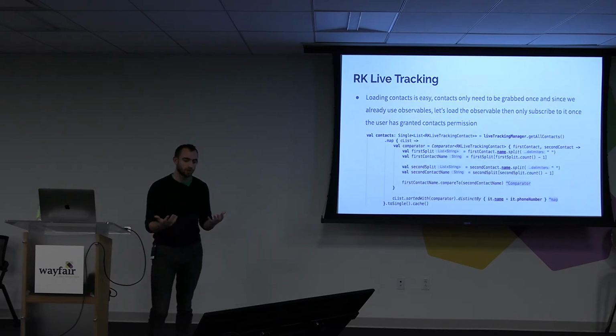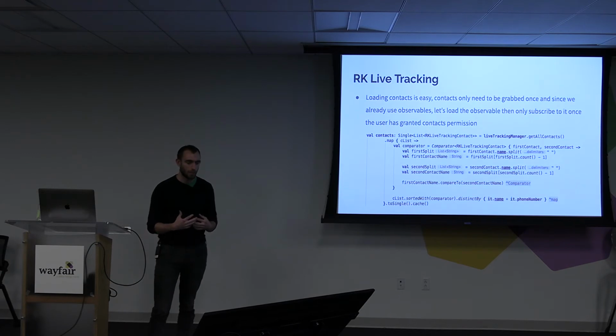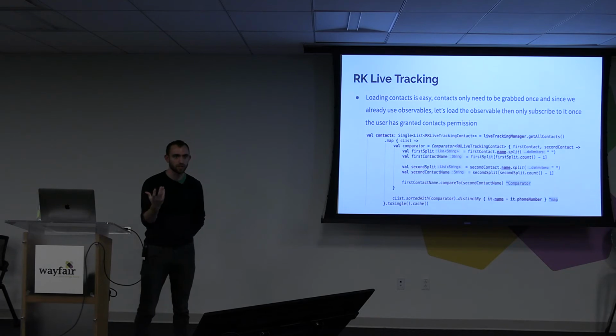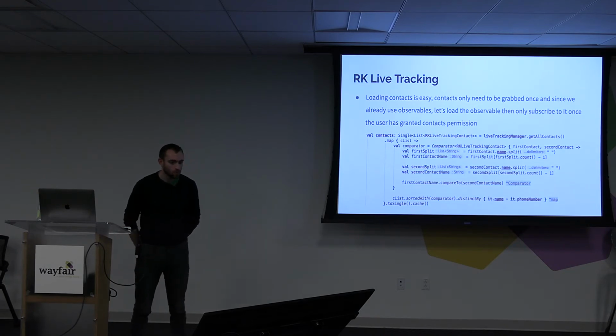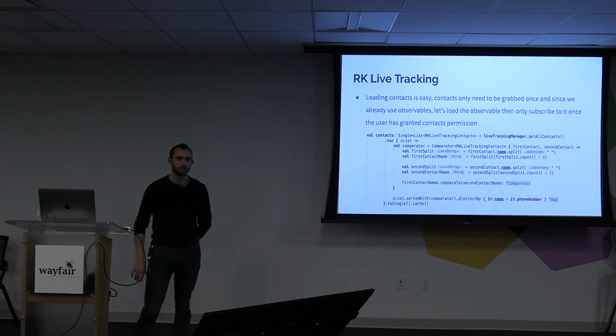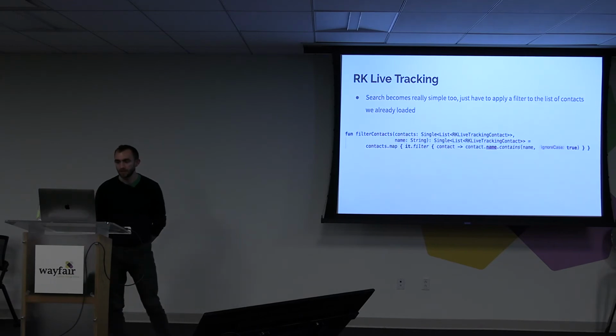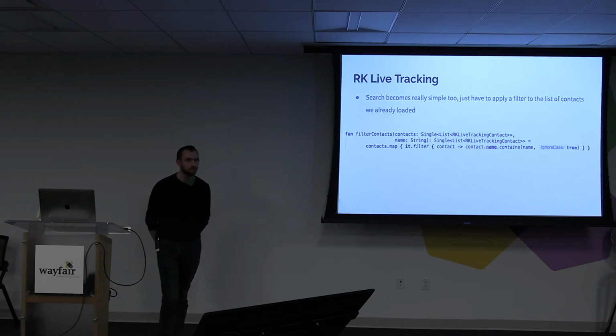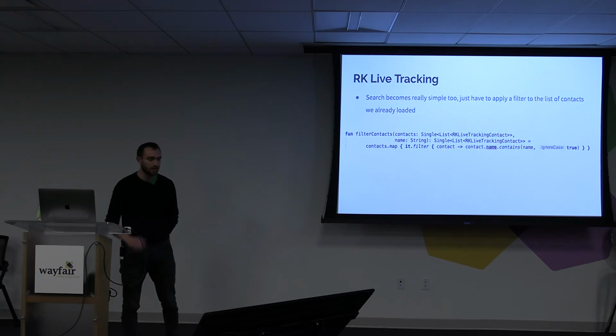So what we can do is we can load up the way that we grab these. So instead of contacts being a mutable list of live tracking contacts, we can now wrap it in an observable, and we can load up that observable. And then once the UI is ready, all it has to do is just subscribe to this observable, and we can get the updates. Search becomes pretty simple too, because now it can take a stream of a list of contacts, and it can take a name, and it just filters through that. Once again, now we have an output.